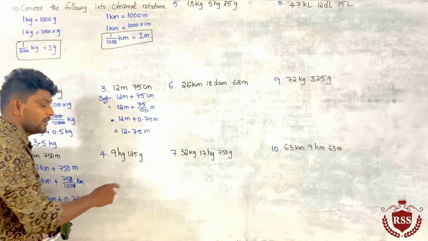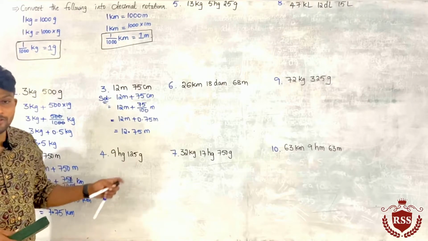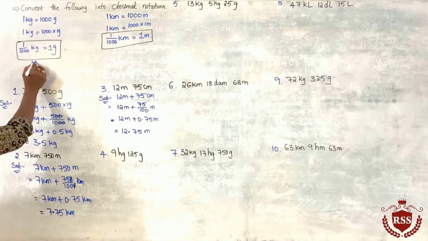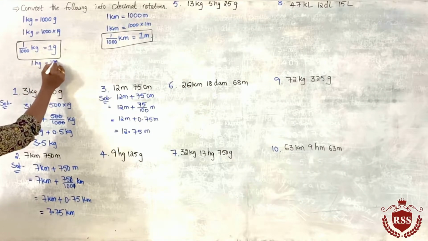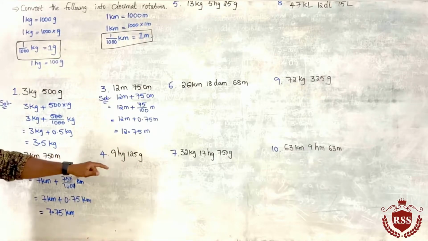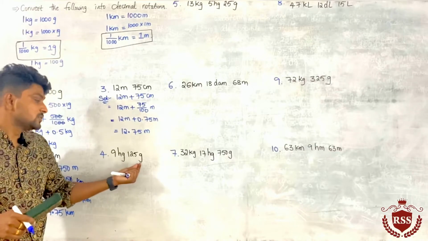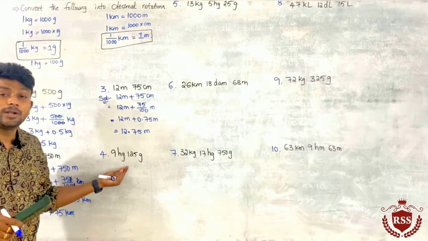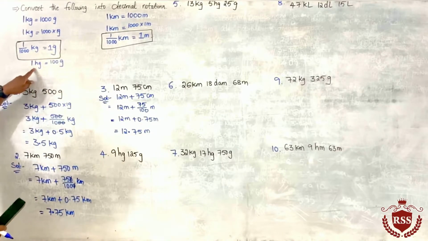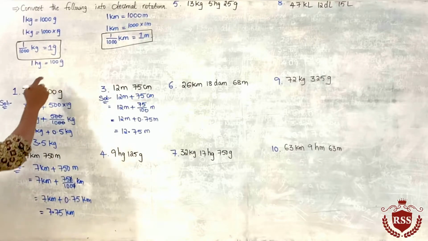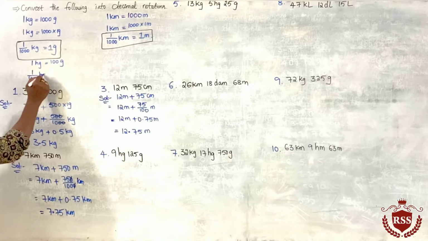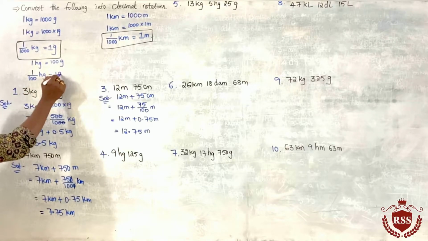Okay. Again, now look here, very important. 9 hectograms and 125 grams. What we know is that 1 hectogram equals 100 grams. But I require grams in hectograms. Which one is the larger unit? Hectograms. So the gram will be converted into hectogram. What we know is that 1 hectogram equals 100 grams, so it will be 1 by 100 hectograms equals 1 gram.